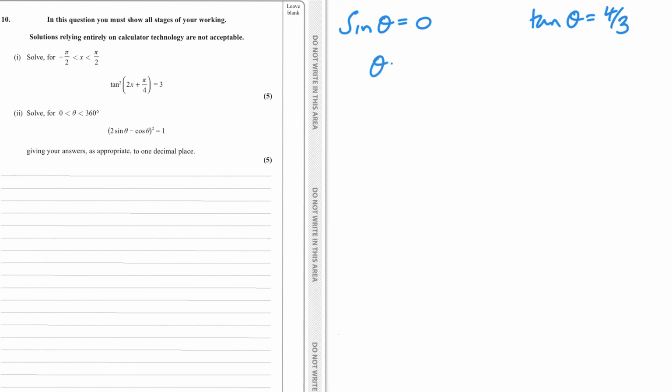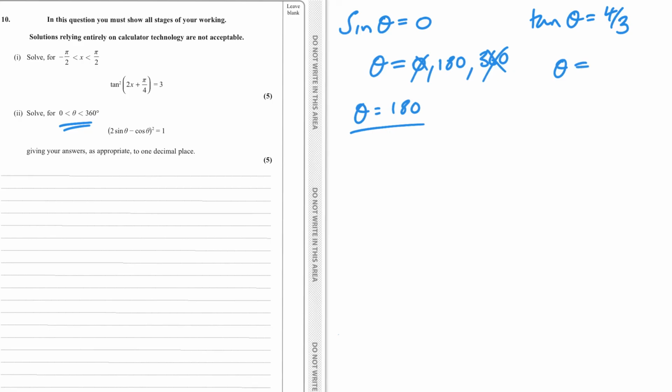So from that, theta would be 0 and 180 and 360 is what we initially think, but if I look here, it can't equal 0, it can't equal 360. So on this side we've just got the angle 180.